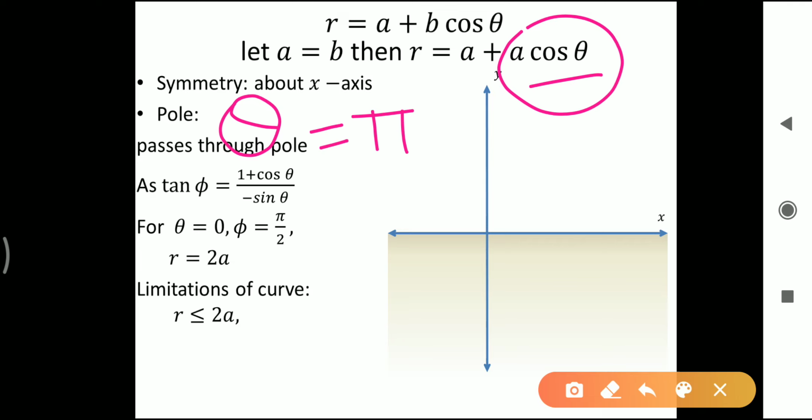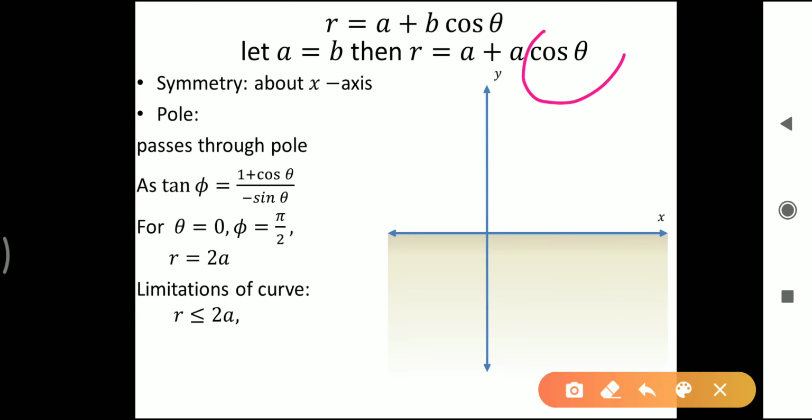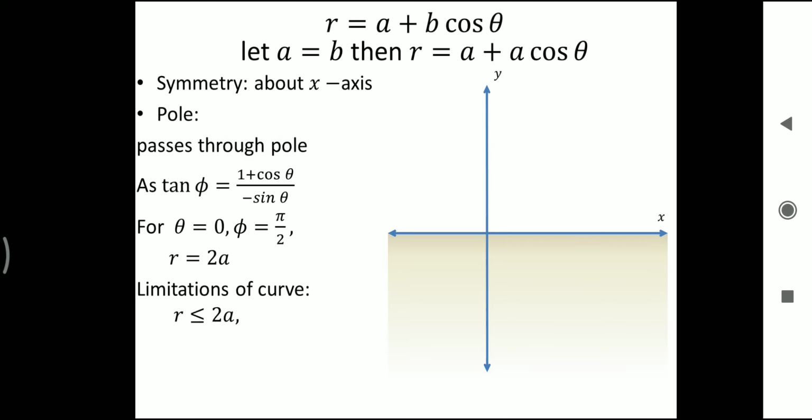Okay, then the next thing is, as I told you, you have to find out tan phi. Tan phi is nothing but r d theta by dr, that you are supposed to find out. And the last part is the maximum and minimum values of r. When you put theta equal to 0 over here, you are going to get a plus a, that is 2a. So 2a is the maximum value of the radius vector. We are going to draw a circle of radius 2a, and inside that our curve will lie.